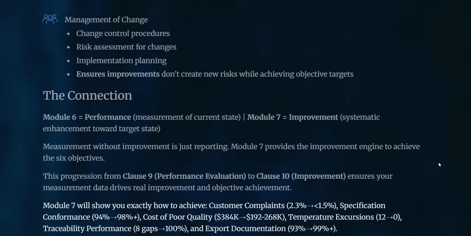In our case, customer complaints reduction. It will show us also how to improve the specification conformance, and how to reduce the cost of poor quality, and also how to eliminate temperature excursions. Module 7 will also show us how to improve traceability performance by eliminating the gaps. And Module 7 finally will show us how to improve export documentation accuracy.